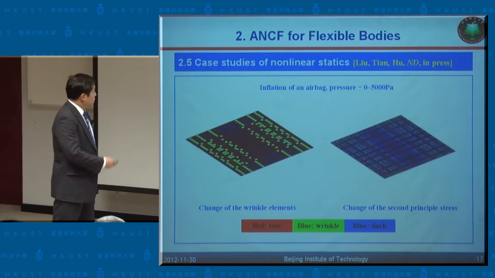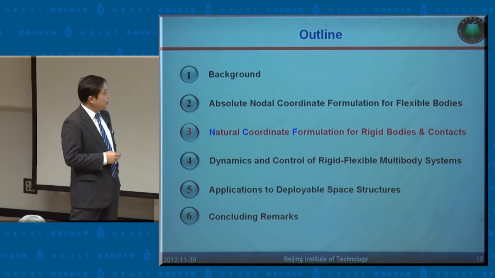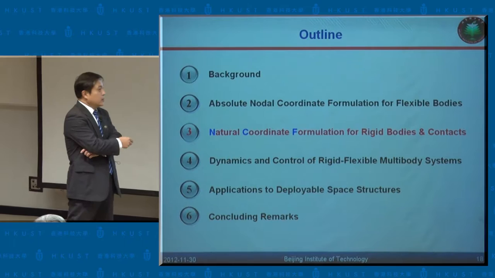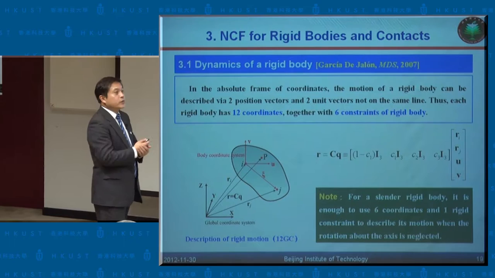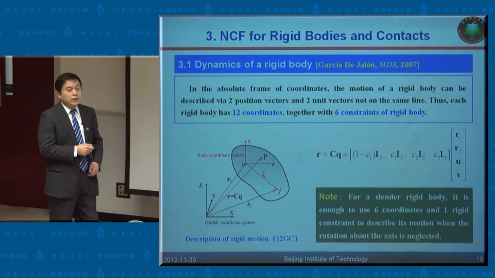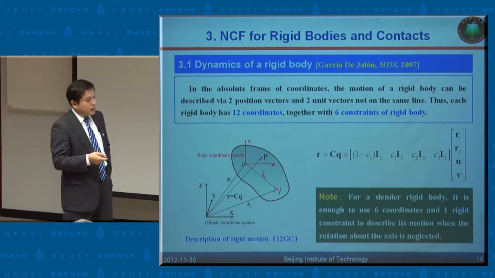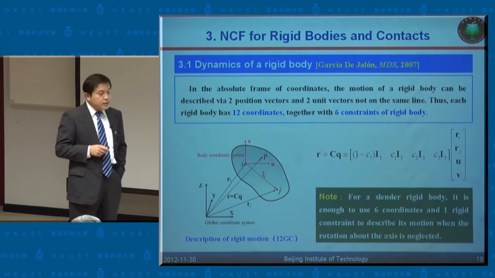Okay, this is a description about the flexible body. Now let me talk about how to describe the rigid bodies and contacts. Since we are talking about the description of motion in absolute coordinate, so we turn to the other description of the rigid body instead of, say, rotation surrounding the mass center or not.